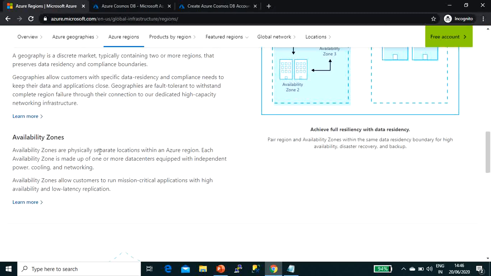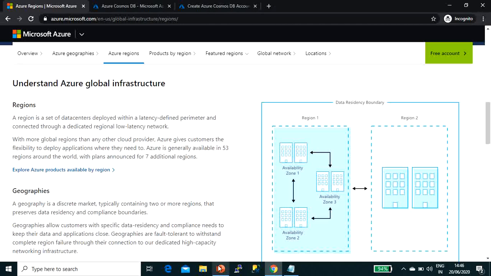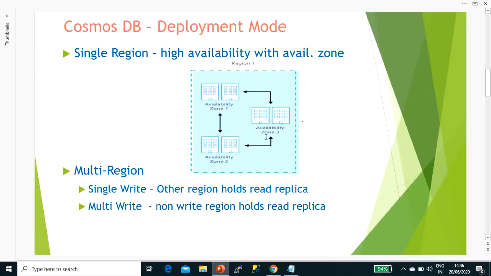It says availability zones are physically separate locations within an Azure region. Each availability zone is made up of one or more data centers equipped with independent power, cooling, and networking. If you take a look at this diagram, which is in the PPT that I have taken from the Azure web documentation, if we are going to deploy this Cosmos DB in a single region, we have two options. Either we can have the replications to other availability zones also, or we can keep it in a single availability zone.